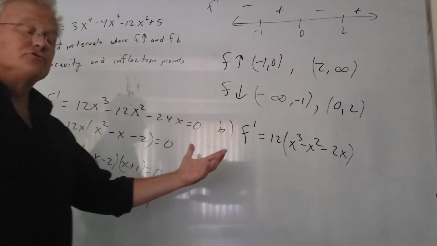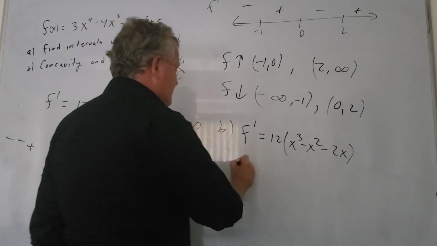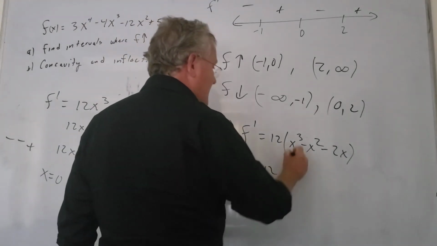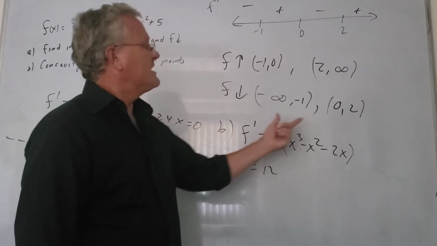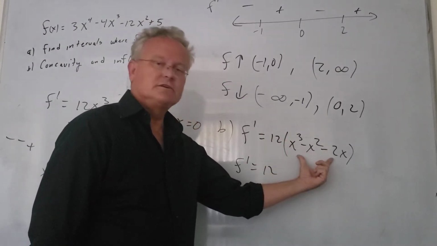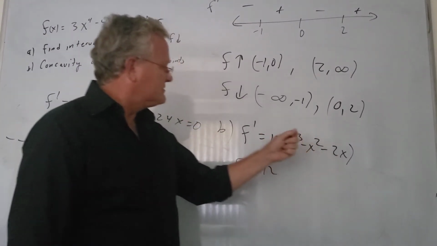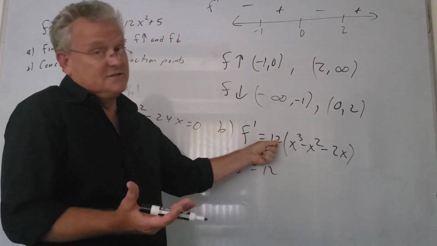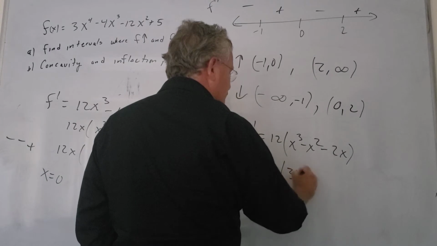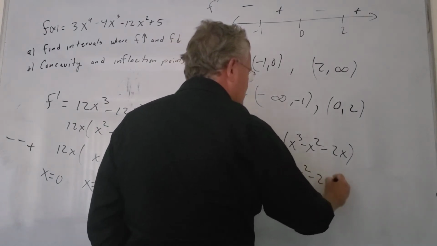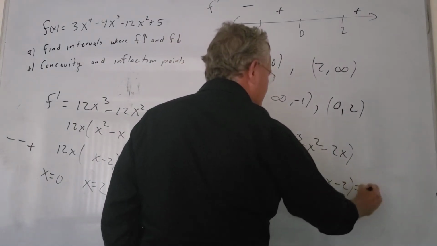And we want to take the derivative of this. Well, to take the derivative of this is just going to be 12 times the derivative of that. Why? Think of the product rule. First times the derivative of the second, the second times the derivative of the first, well, that's going to give us 0. So all we got to do is take the derivative of this, 3x squared minus 2x minus 2.